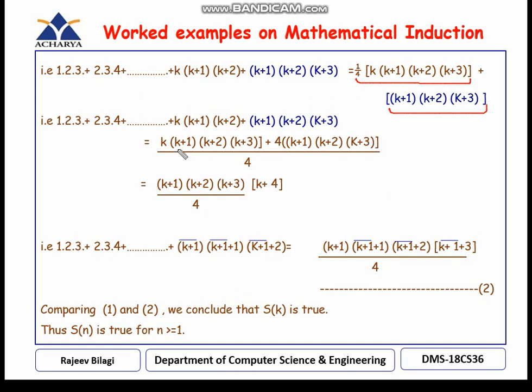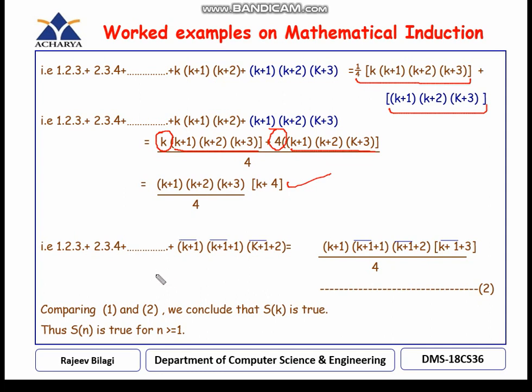So with this, k plus 1, k plus 2, k plus 3 and this k plus 1, k plus 2, k plus 3 are common. So 1 divided by 4, these are all common. So left out is this k and k plus 4. So what I will get is k plus 4.